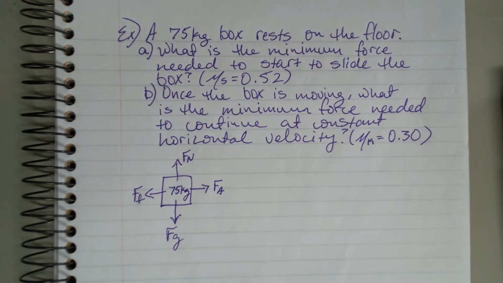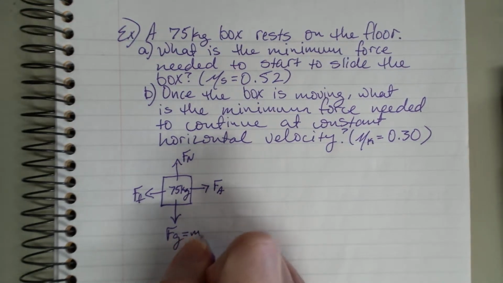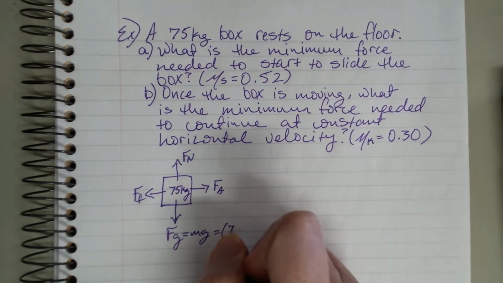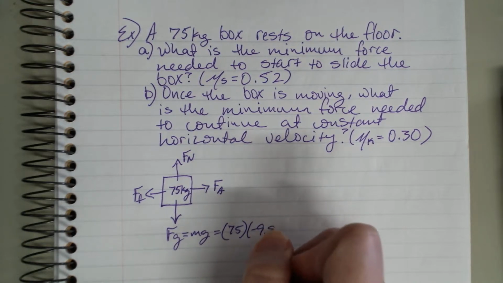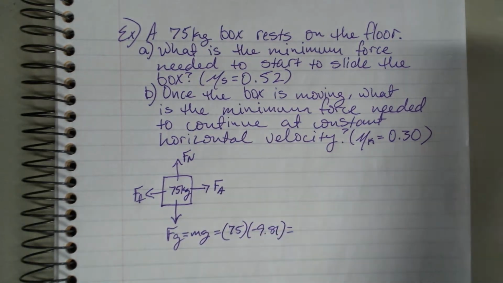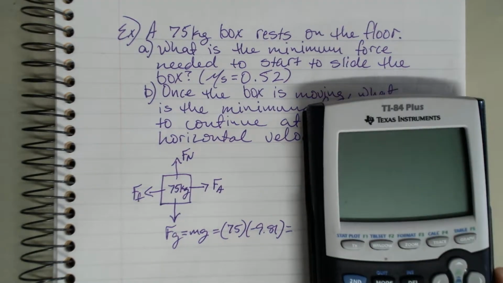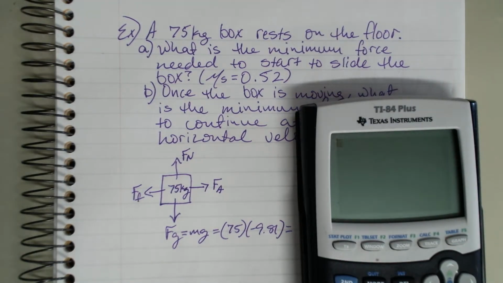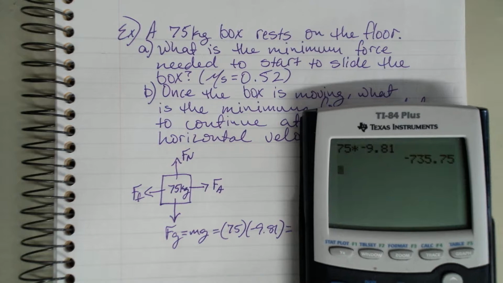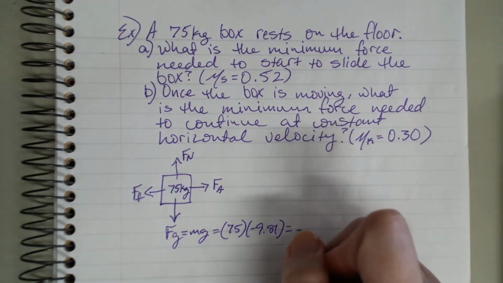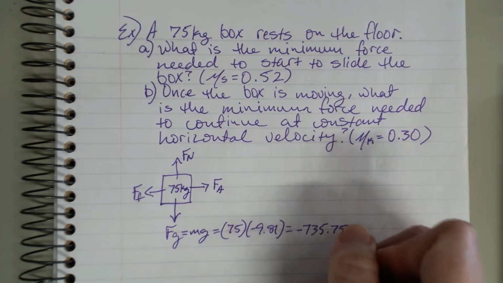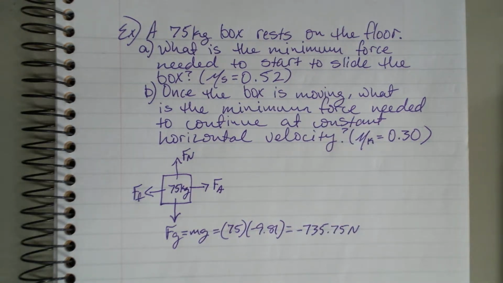So first, I'm going to find my weight. The weight is Fg. Fg equals mg, and in this case, that equals 75 times negative 9.81. So I get negative 735.75 newtons. So then I know my Fg.